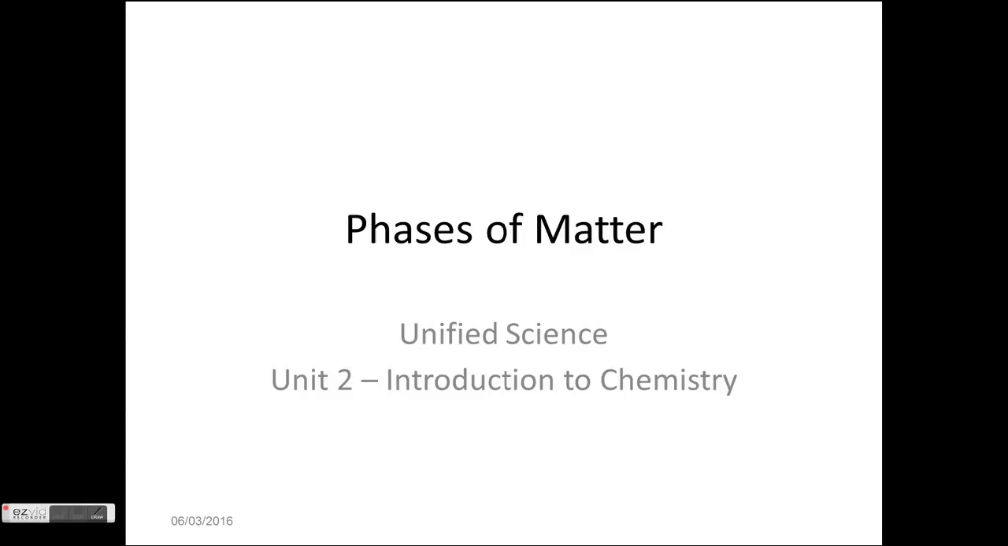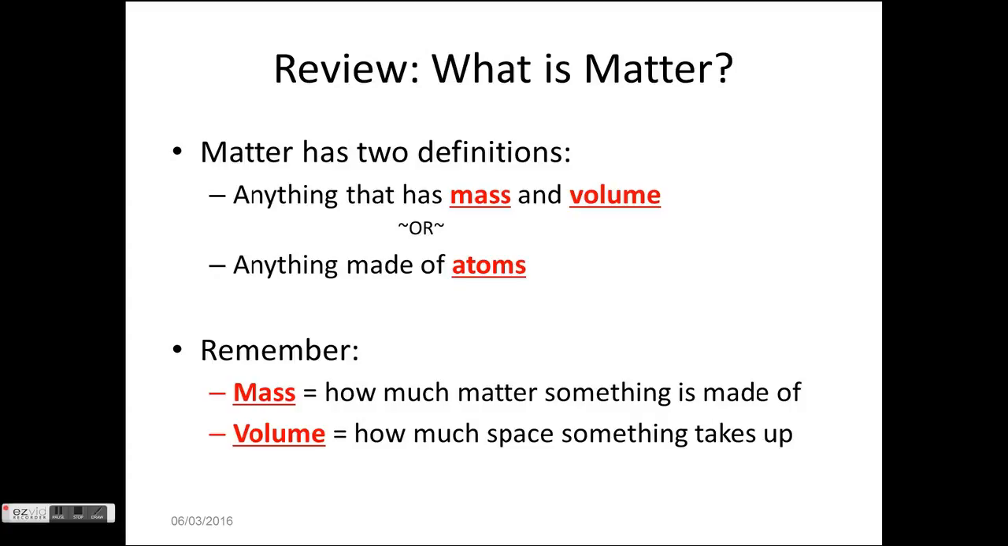Alright, today we're going to be looking at phases of matter. So, really quick reminder, matter is anything that has mass and volume, and all matter is made of atoms. Mass is the amount of matter something is made of, and volume is the amount of space that something takes up.